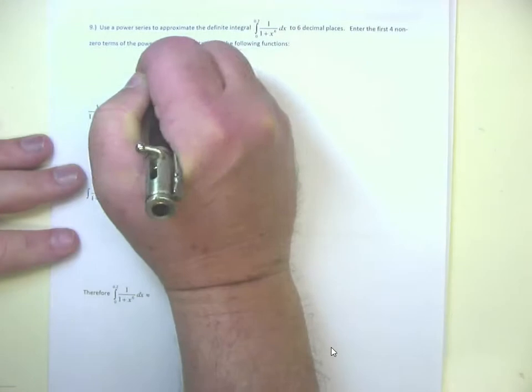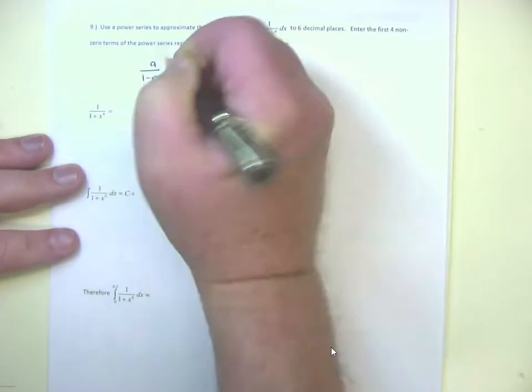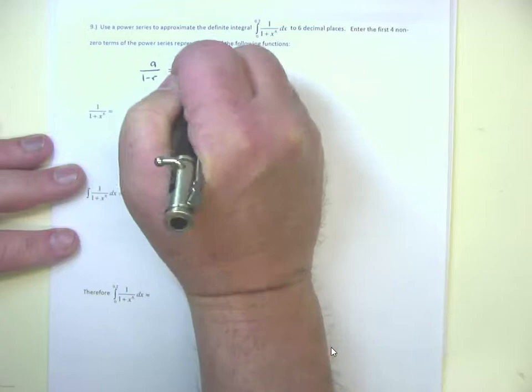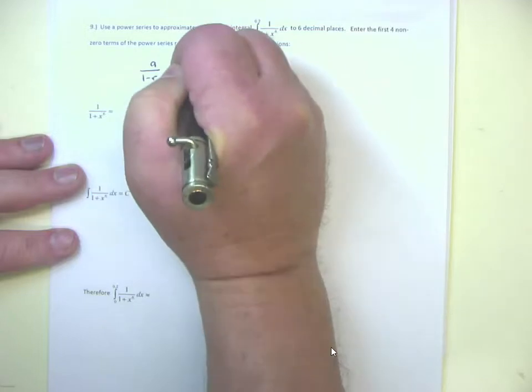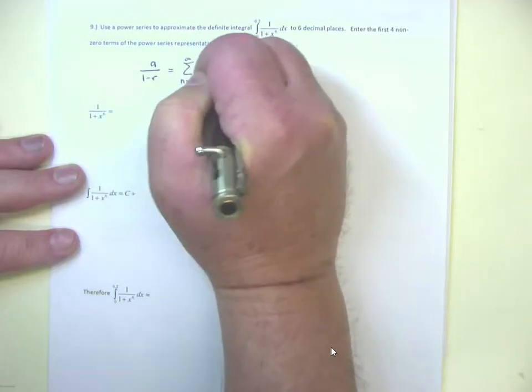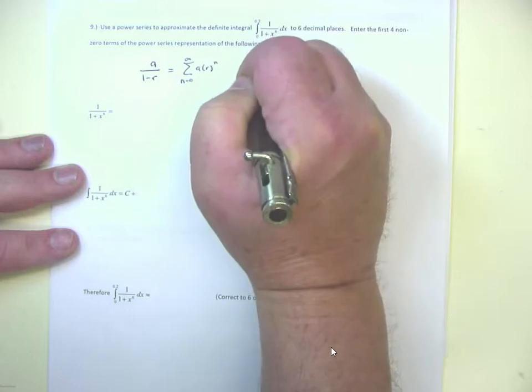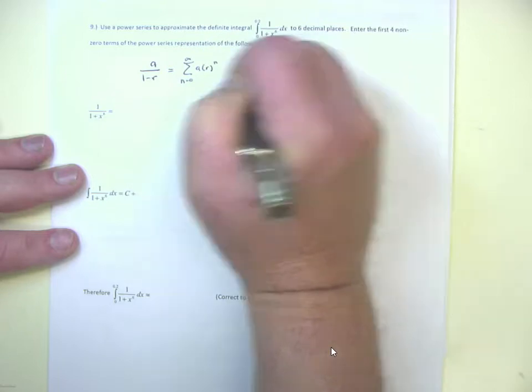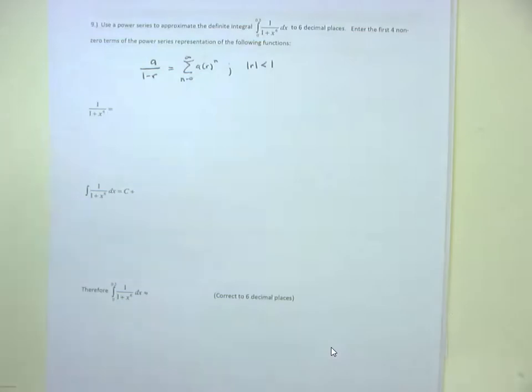The whole goal is to do a over 1 minus r, okay, and convert that into the sum as n goes from 0 to infinity of a times r to the n, provided the absolute value of r is less than 1. So this is the whole thing. I keep reminding you guys of that. This is the geometric series.